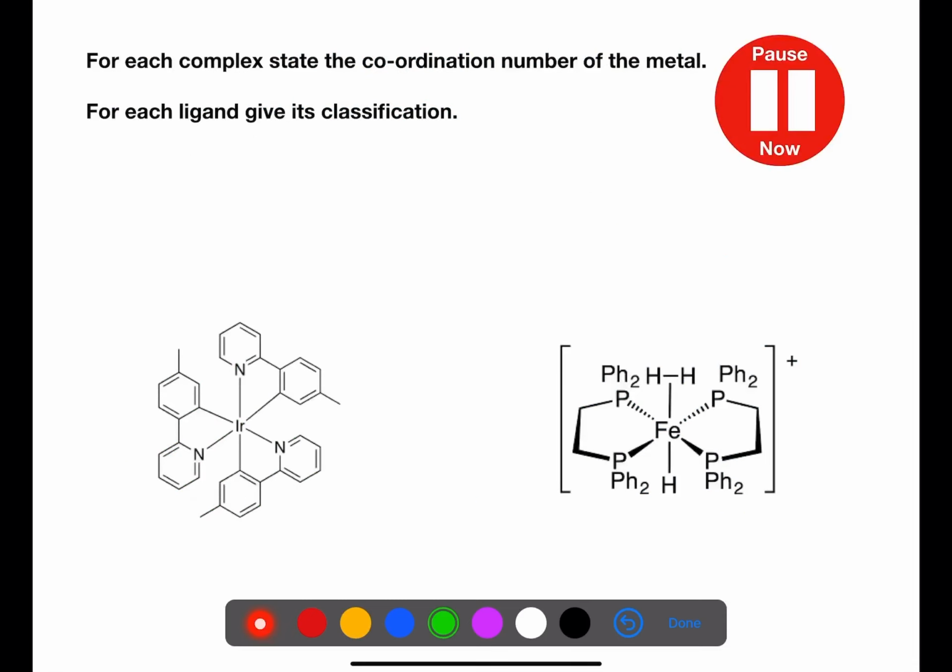Pause the video now, and for each complex, state the coordination number of the metal, and for each ligand, give its classification.